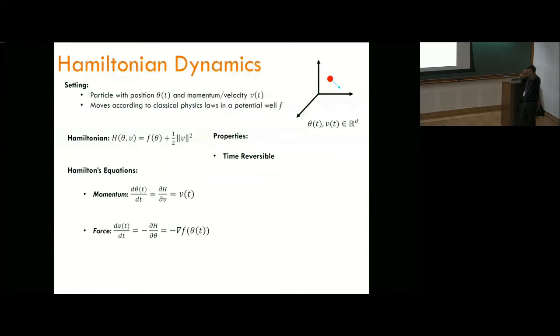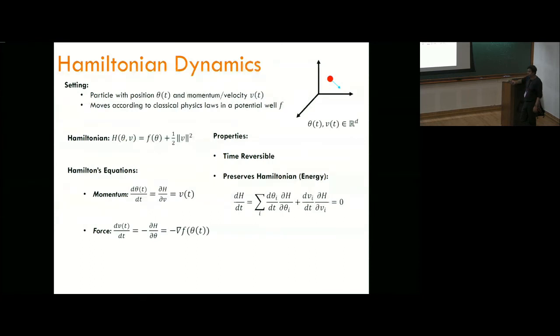So you start at theta t with negative v t velocity. You will trace back exactly the same path. You will arrive at theta 0 with negative v 0 velocity. That's time reversibility. All classical mechanics has to satisfy this. Okay? That's one property.